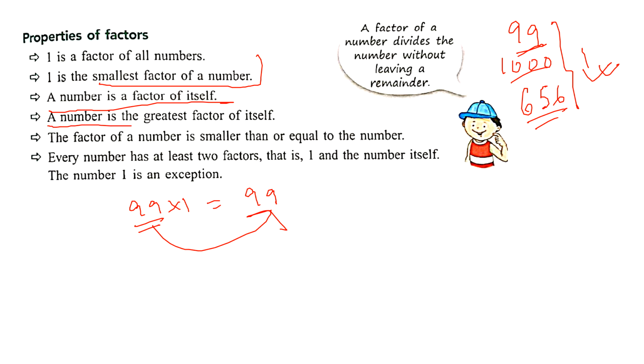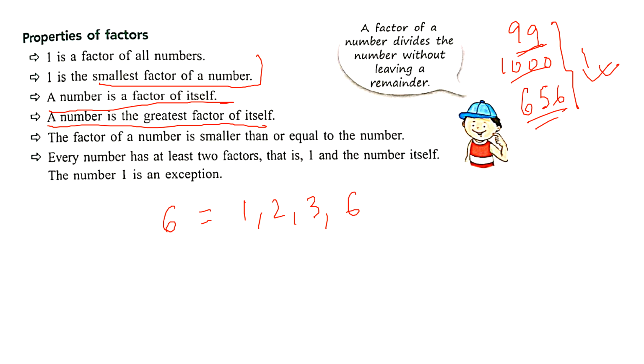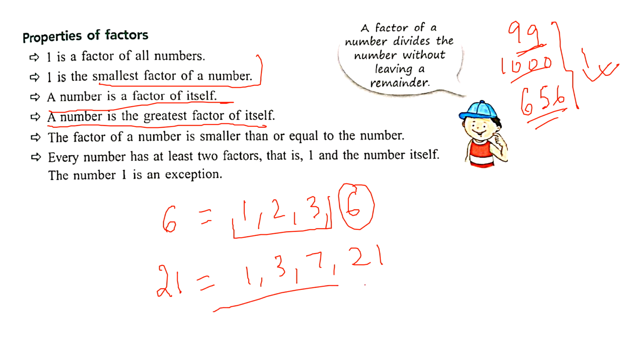After that, they are saying a number is the greatest factor of itself. Okay, let us understand this through an example. Let us take up a number. Let us say 6. It has factors 1, 2, 3 and 6. So you see either the factors are smaller than 6 or it is equal to 6. Take up in fact any number. Let us say 21. 1, 3, 7 and then 21. So you see either the factors are less than 21 or it is equal to 21.